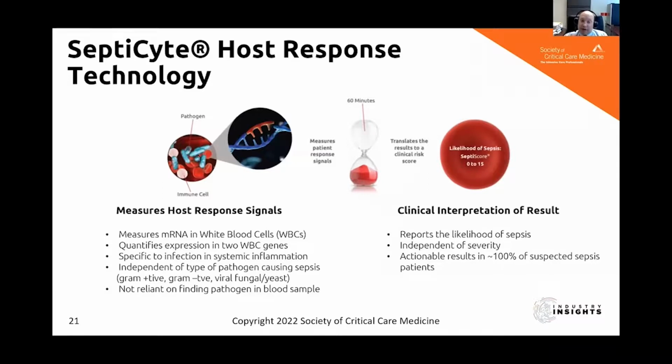Which brings us to the discussion of the Septicide Rapid, a new technology using 2 of those genes that are on the white blood cells to hopefully differentiate patients with non-infectious SIRS from sepsis within a 1 hour time period. This test is independent of the type of pathogen causing sepsis. That could be gram-positive, gram-negative, viral, fungal, yeast. It's not reliant on finding the pathogen in the blood. And it, again, will use the 4 different bands, a sepsis score from 0 to 15, which can translate into the clinical risk of the likelihood of having sepsis.